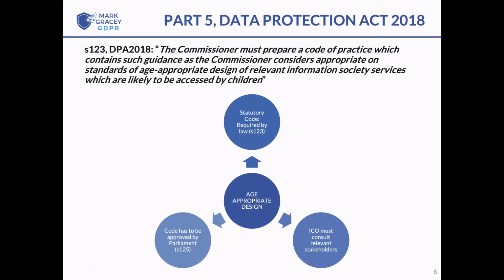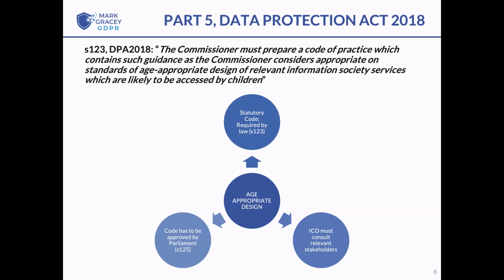Well, it's actually a statutory code according to section 123, which is in part 5 of the Data Protection Act 2018. So this was the UK legislation that came in parallel with GDPR coming into force on the 25th of May 2018. And it basically obliges the Information Commissioner to generate a code of practice for age-appropriate design of relevant, what they call information society services, which are likely to be accessed by children.